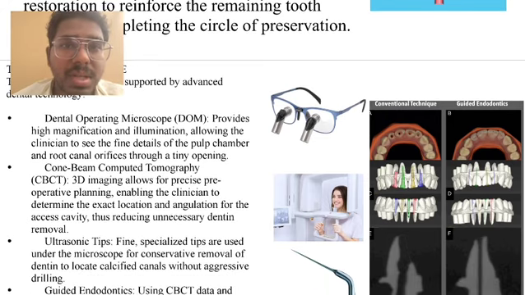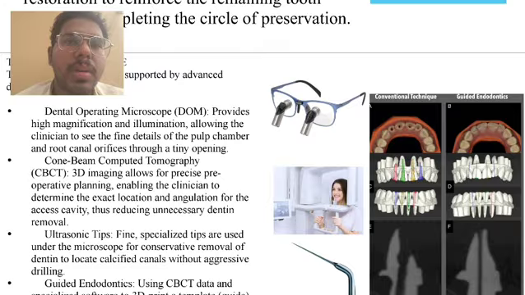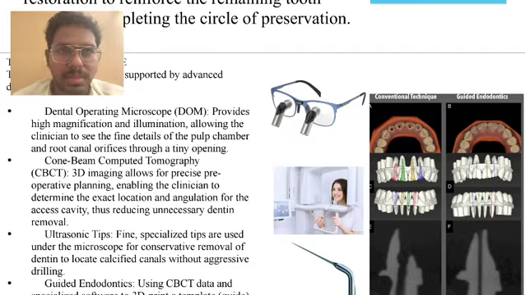dental technologies. The first one is the dental operating microscope, which provides high magnification and illumination, allowing the clinician to see the fine details of the pulp chamber and root canal orifices through a tiny opening. Even dental loupes are also employed in this case, as the microscopes are costly and are not practically owned by every single practitioner out there.